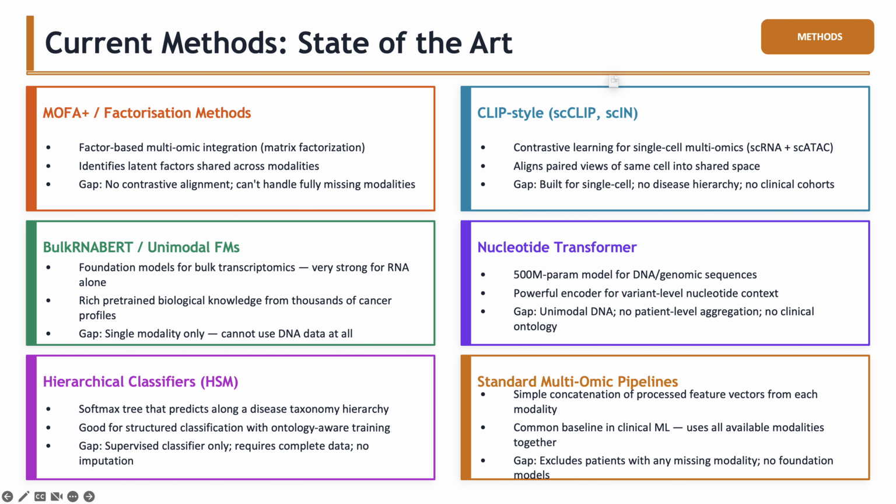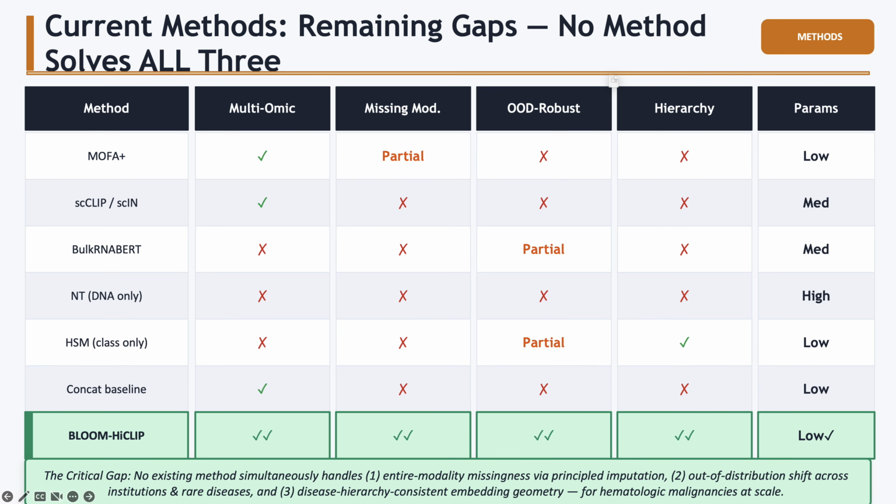So everything in the field solves at most one of the three problems, as we just identified. Nothing combines them. That's a real gap over here. This is the important table from the paper. Look at the columns: multi-omic, missing modality, OOD, robust hierarchy, and parameter efficiency. And look at all those red X's.